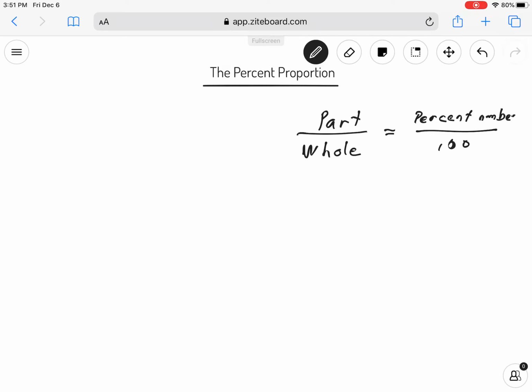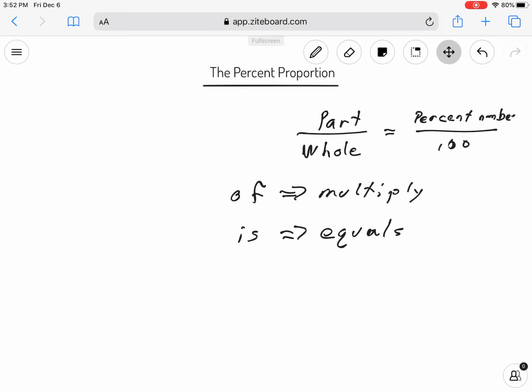A couple other things that you need to remember is that the word "of" often means we're going to multiply, and the word "is" equals. Okay, so given this information, let's look at some examples.